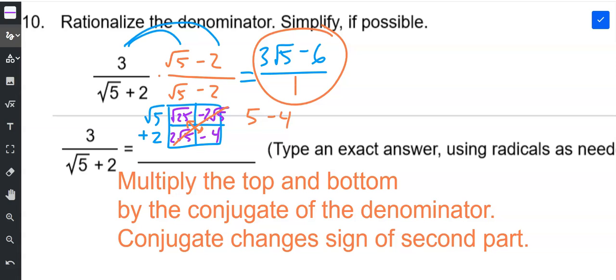So first thing we do, we multiply the top and bottom by the conjugate of the denominator. So that's step number one. You've got to find the denominator, right? In this case, it's radical 5 plus 2. And we change the sign of the second one, right? So conjugate just means change the sign of the second one.